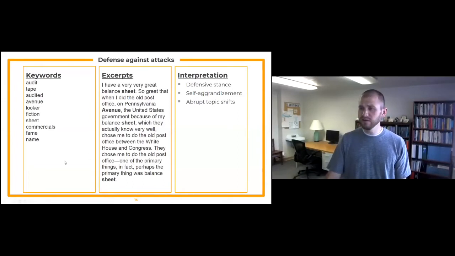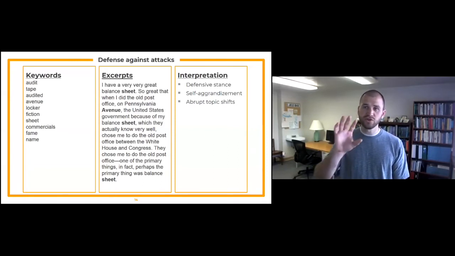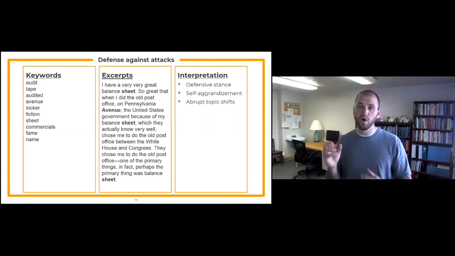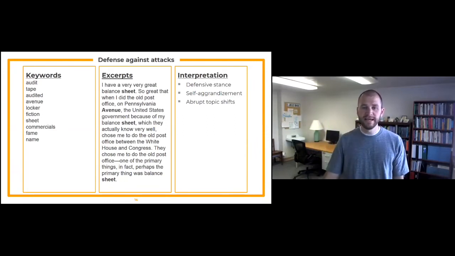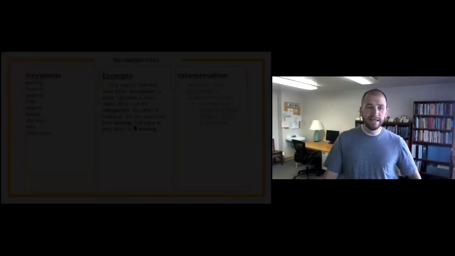But you can see here in this excerpt, he's defending his financial stability and his track record as a businessman. Often these were a defensive stance he was taking, but also he would use these as ways to turn around the discourse from one of defense to one of self-aggrandizement, and shifting the topic to something more positive that would work in his favor.